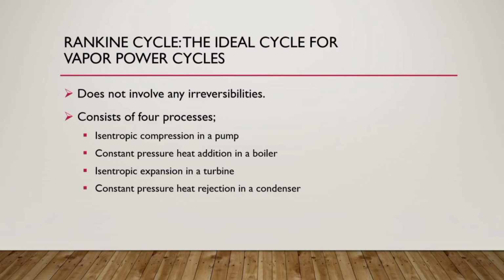Now, to eliminate these problems, we can execute the process by using the Rankine cycle. This cycle is more practical, superheating the steam in the boiler and condensing it completely in the condenser, and does not involve any irreversibilities.